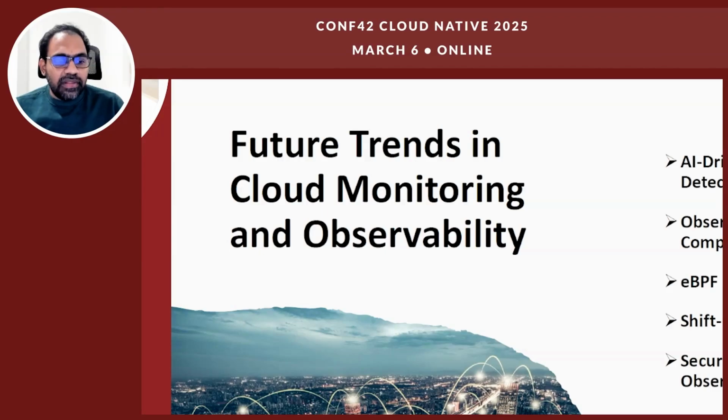And at last, the security-driven observability, that's DevSecOps plus observability. This allows cloud security teams to integrate security insights into observability pipelines to enhance threat detection, compliance enforcement, and proactive risk management across cloud native applications.